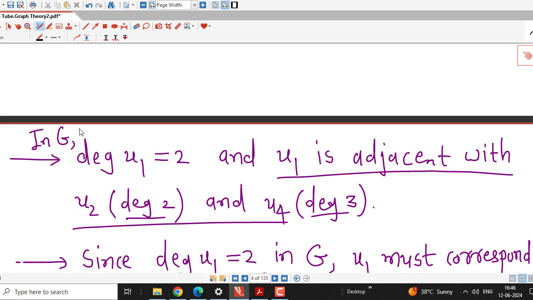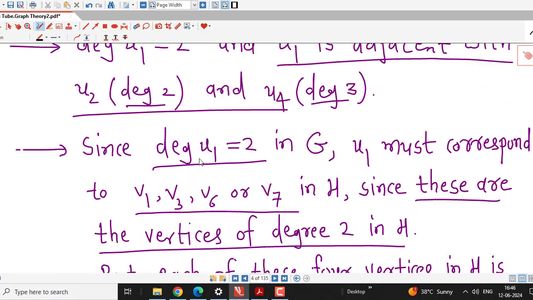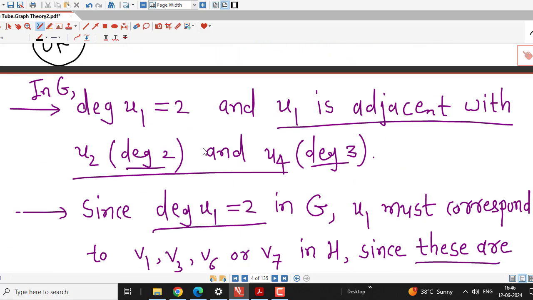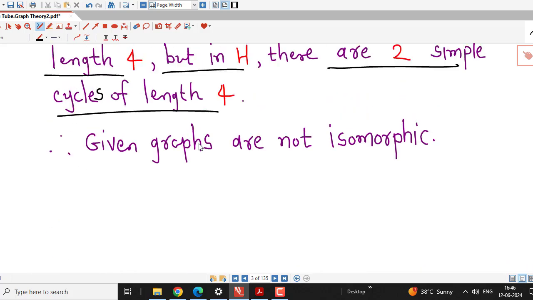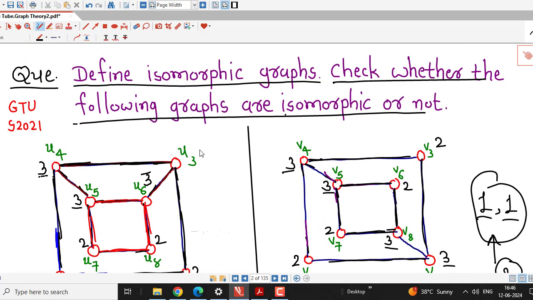Or you can write whatever we discussed before discussing these simple cycles. Okay, you can write in this way also. So there are several ways of showing that a given graph is not isomorphic. So in this way you can check whether graphs are isomorphic or not.